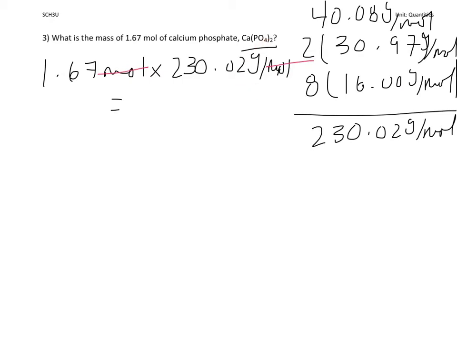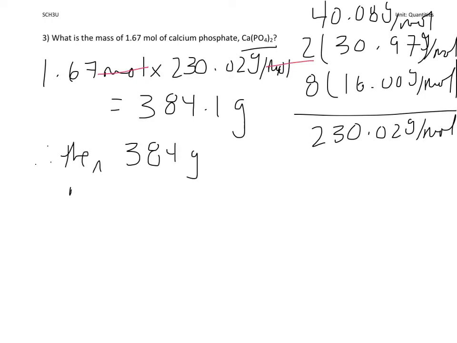1.67 times 230.02 equals 384.1 grams. To give my final answer, I have 1, 2, 3 significant digits up here, 1, 2, 3, so I must write my answer with 3 significant digits, leaving me with 384 grams. Therefore, the mass is 384 grams. Awesome.